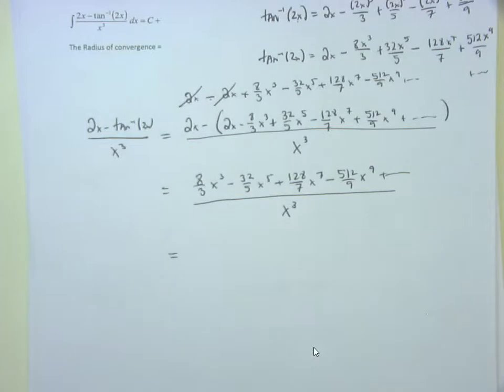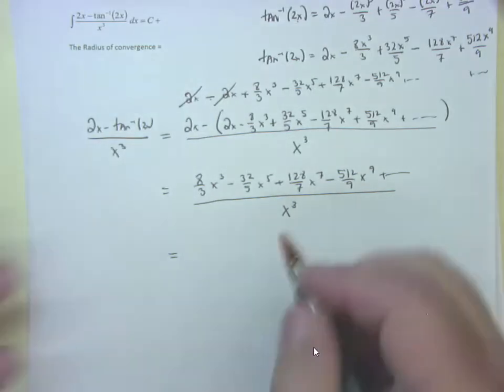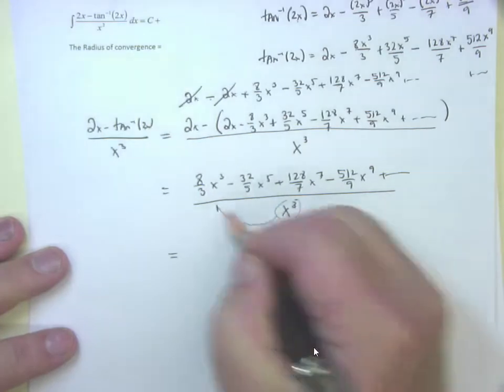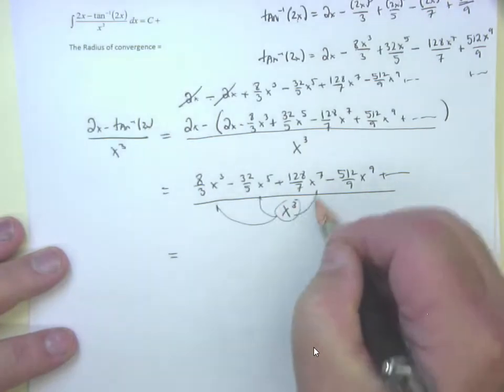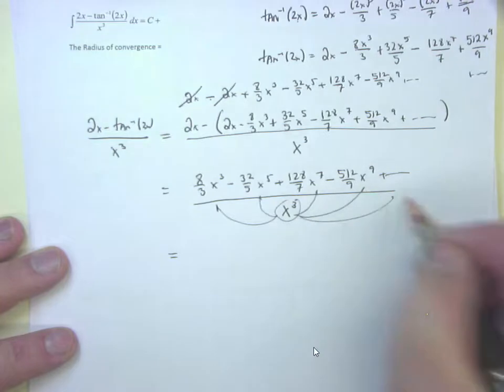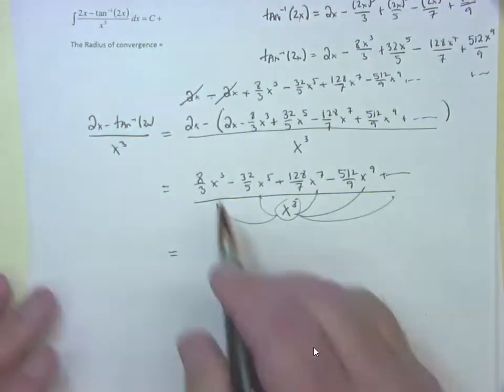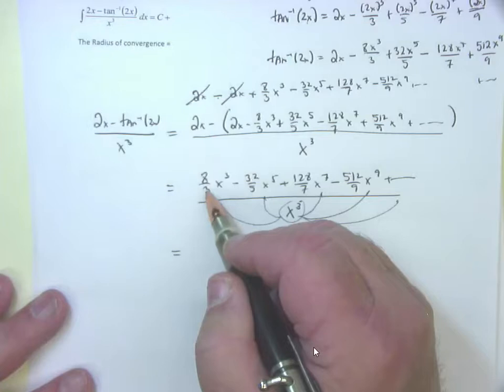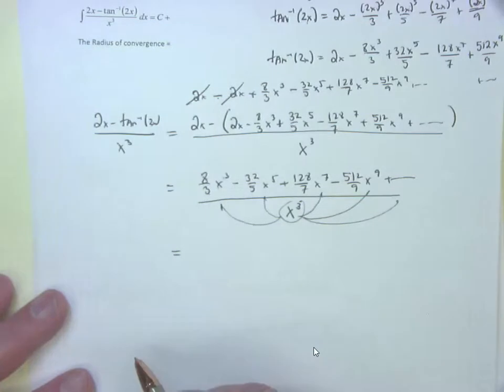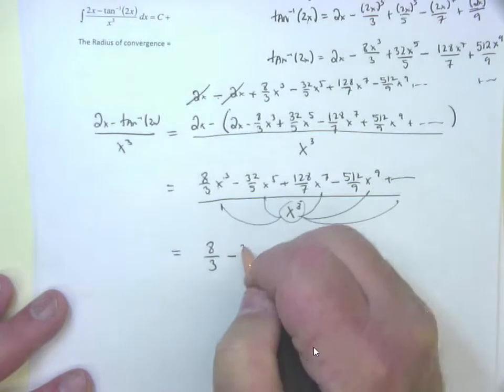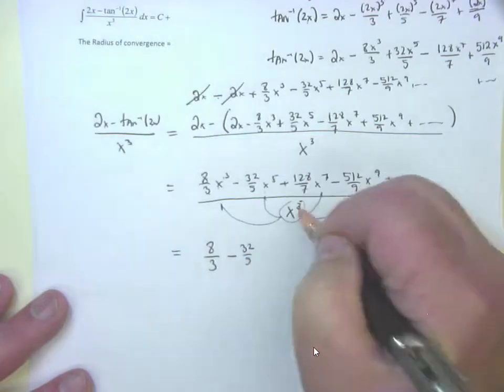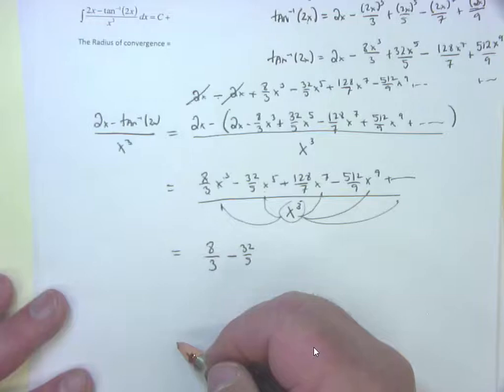basic algebra. When you take a big polynomial in the numerator divided by a single term in the denominator, you're going to take this single term and put it under each term in the numerator. Does that make sense? And then you clean them up. So what is 8/3 x cubed divided by x cubed? 8/3 minus 32/5. What's x to the 5th divided by x cubed? When you divide, you subtract exponents. So what do you get?